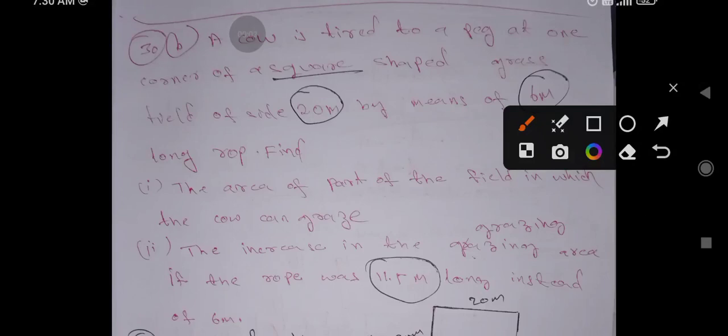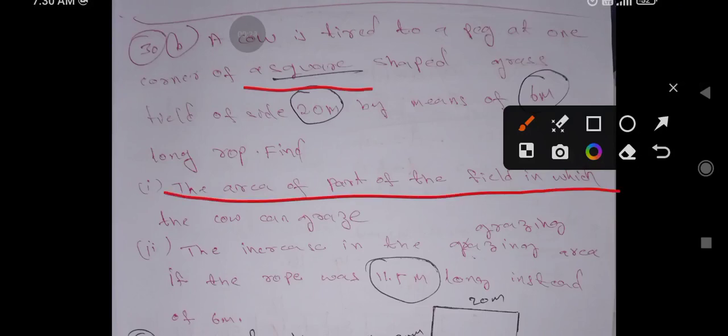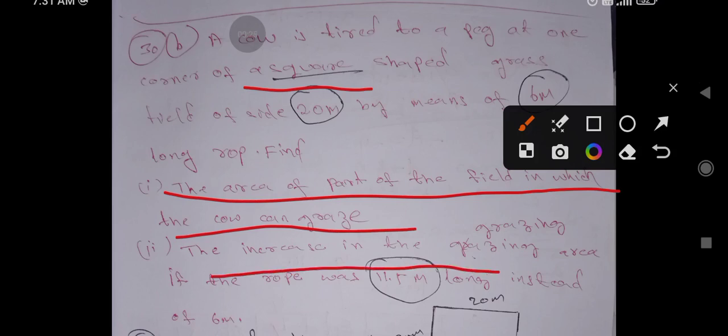A cow is tied to a peg at one corner of a square-shaped grass field of side 20 meters by means of a 6 meters long rope. Find the area of the part of the field in which the cow can graze. Find the increase in the grazing area if the rope was 11.5 meters long instead of 6 meters.